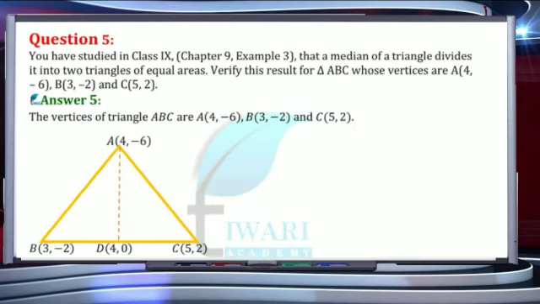Question number 5, that is the last question of your exercises. You have studied in class 9th, chapter 9, example 3, that a median of a triangle divides it into two triangles of equal areas. So verify this result on a triangle ABC whose vertices are A 4, -6, B 3, -2 and C 5, 2. So we have to show that the median of the triangle divides its area into two equal parts.